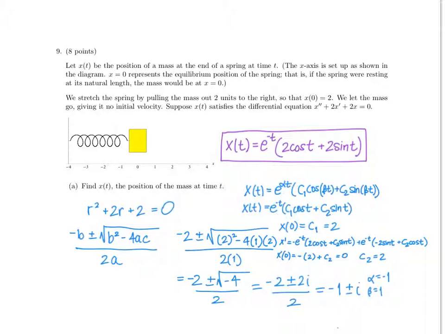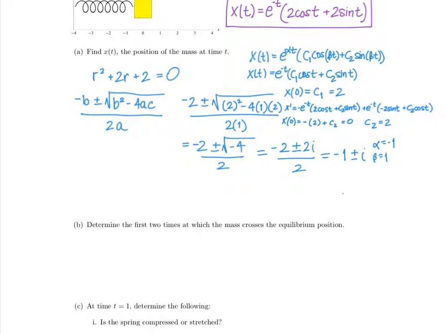E to the negative t times 2 cosine t plus 2 sine t. Part B of this question asks us to determine the first two times at which the mass crosses the equilibrium position. Now, the important part here is to realize what we've solved for in part A. In part A, we found x of t, the position of the mass at time t, because position is a function of time when we're talking about motion here.